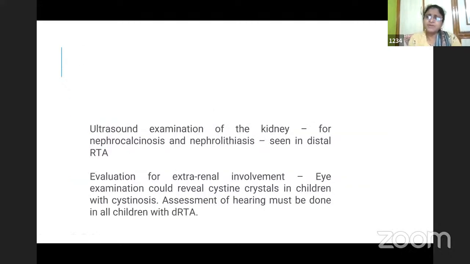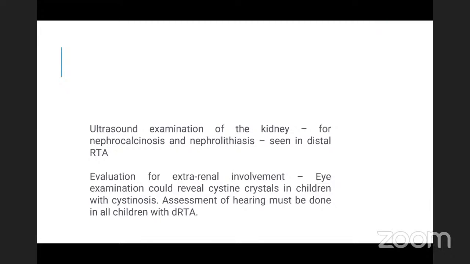And the most important thing is ultrasound examination should be done for all the patients. Though they have a normal renal function, we should check and look for kidney stones, at least nephrocalcinosis. And sometimes as adult nephrologists, we go in reverse because patients come with nephrocalcinosis, and we have to work backwards for the etiology of RTAs.